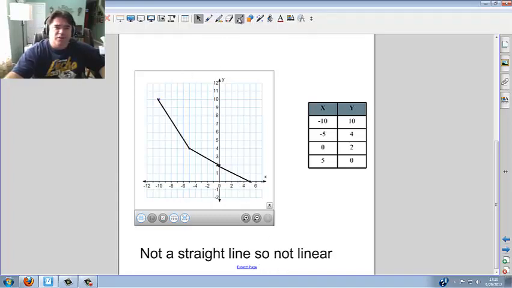And by the way, how do you know if every x has one y? You should be able to draw a straight line through and only connect one time. If you can connect more than once here, then it's not a function.